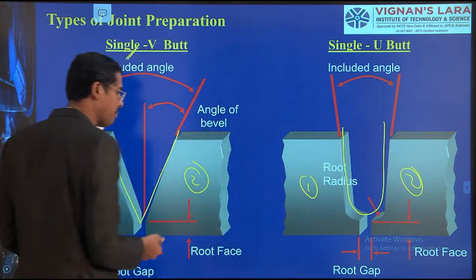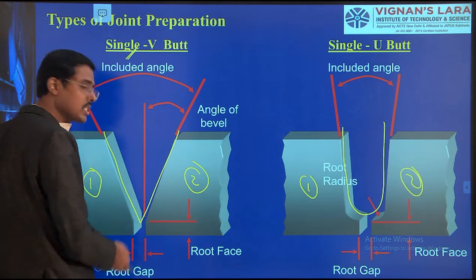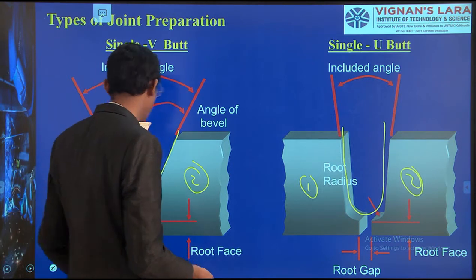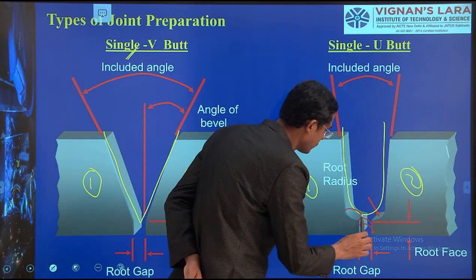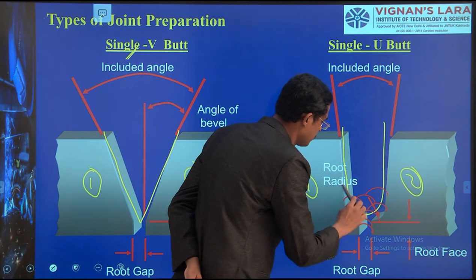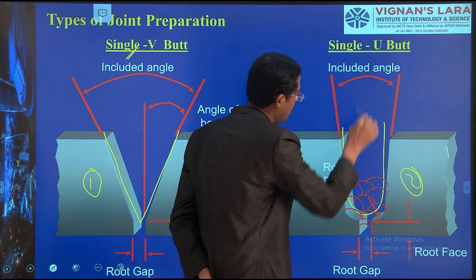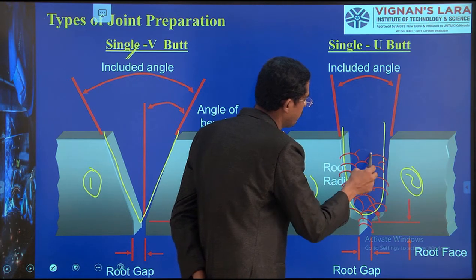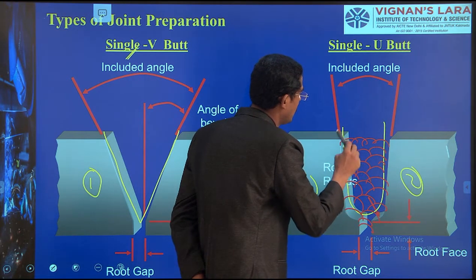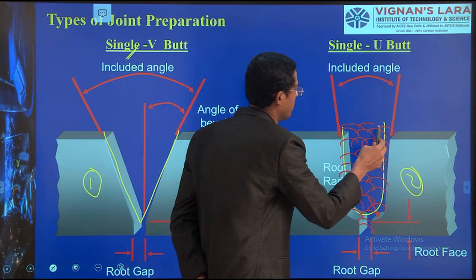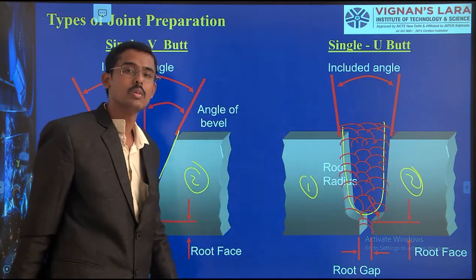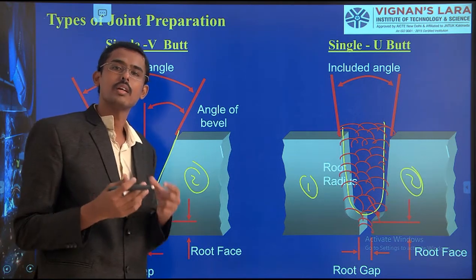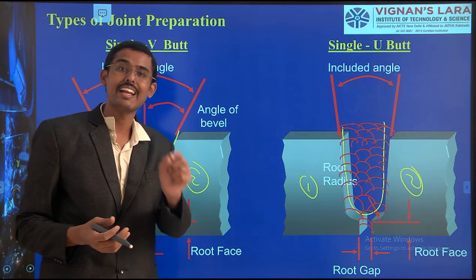Now, after comparing the permissible root gap and the permissible root face, we have to start welding. The electrode can come down up to the last mm, up to 0 mm. Then we can fill the gap easily and weld quickly. So such things we can do from these setups. We should know how to prepare. All these are preferred for large thickness.